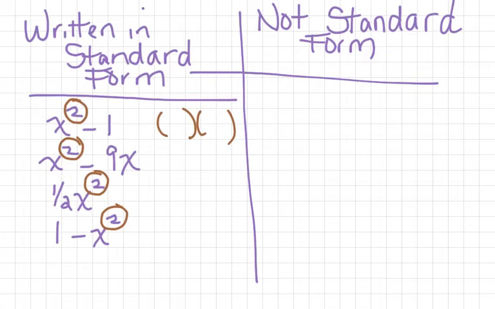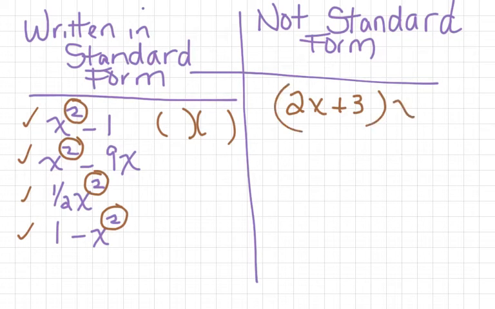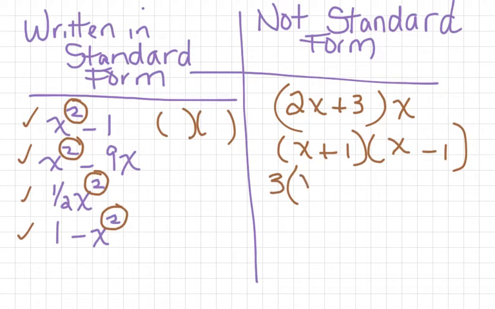So let's look at what's not written in standard form. So this is all standard. So now let's look at what's not standard. So if I go 2x plus 3 times x, x plus 1 times x minus 1, 3 times the quantity of x minus 2 squared plus 1.